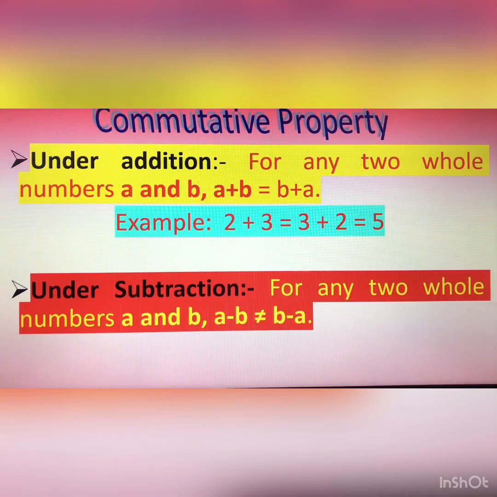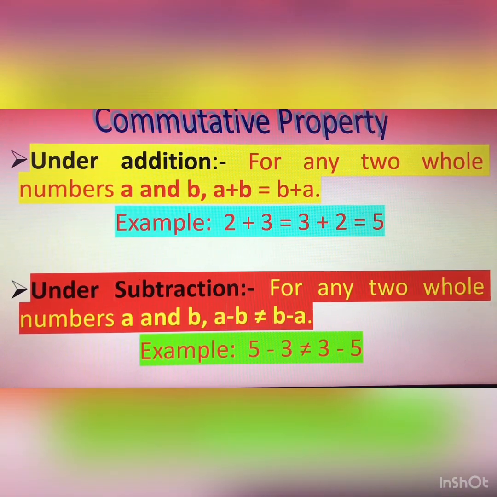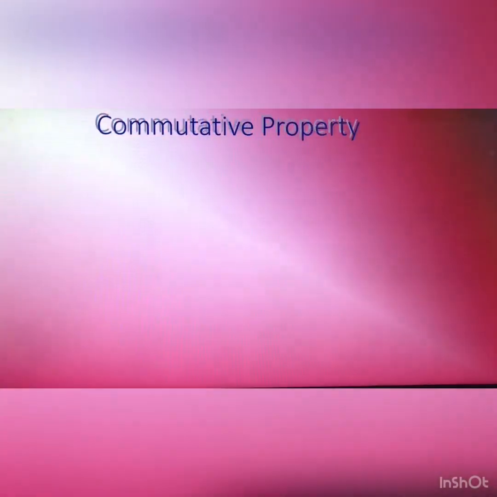Now the next, commutative property under subtraction. For any two whole numbers A and B, A minus B is never equal to B minus A. Means if we subtract any two whole numbers and change the order, then the result will not be the same. Let us understand it with an example. Let two whole numbers be 5 and 3, then 5 minus 3 is 2, and 3 minus 5 is minus 2. Means on both sides the result is not the same. Therefore, commutative property under subtraction will not hold.